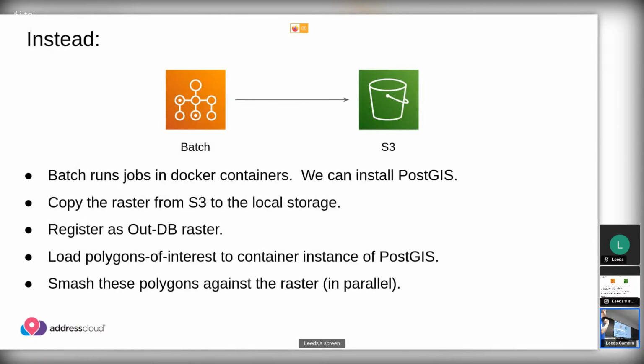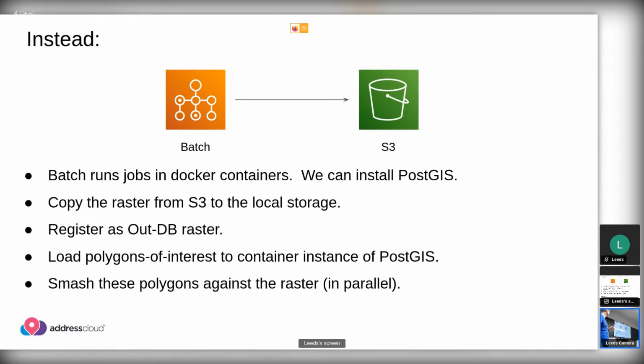called AWS Batch. What Batch does is it runs jobs in Docker containers, and because we can control a Docker container precisely, we can install exactly the PostGIS version that we want. We can control that environment completely and do what we want. So that's what we do. We store PostGIS in there, in a Docker container environment. And then we copy the raster from S3 to that Docker environment.